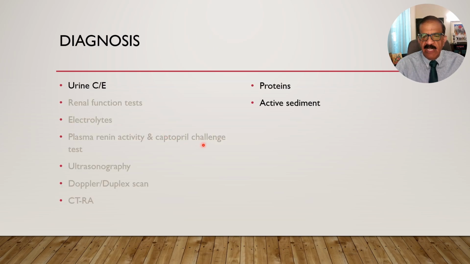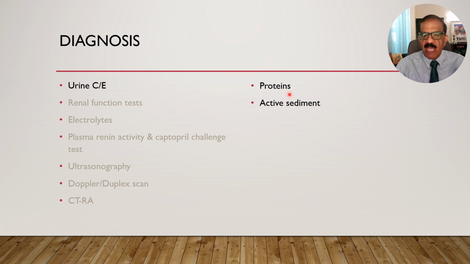Now, how do we diagnose? On history, we can suspect. On physical examination, your suspicion will be further strengthened, but of course, we need formal investigation. First of all, let's talk about simple urine complete examination, which should be done on all patients who are diagnosed with hypertension, particularly if you suspect kidney as a cause.